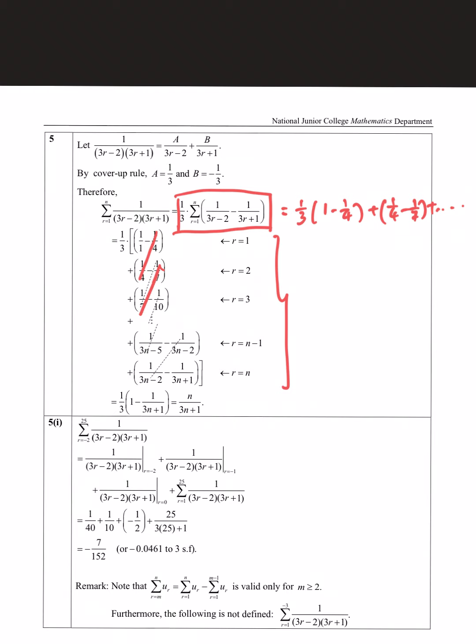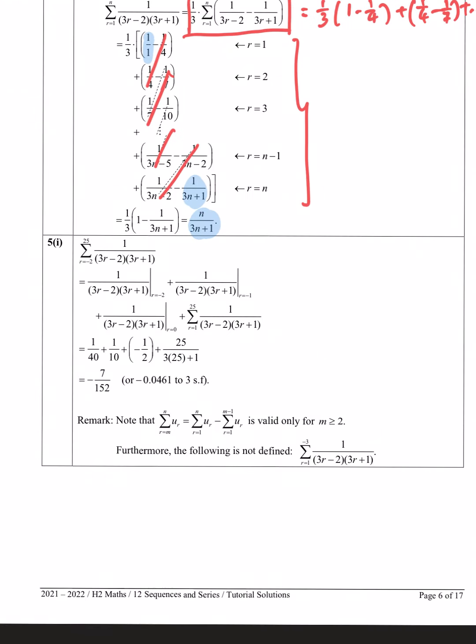Sometimes it can skip rows. Sometimes the cancellation can be done over 3 rows, as we'll see in the next example. So show the cancellation clearly, and we are just left with the first term and the last term in this case. Simplifying, we have n over 3n plus 1.